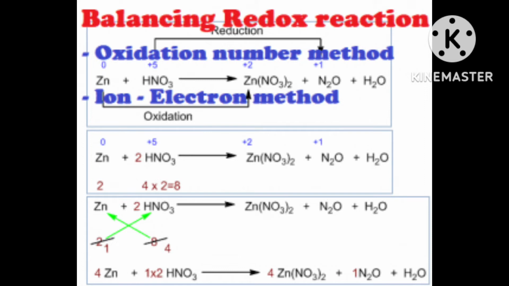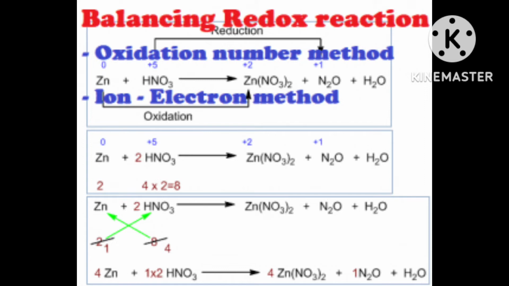Here you will see that chromium +6 becomes chromium +3 on the product side. It means it gained 3 electrons. You have to consider electrons: iron has lost 1 electron per atom in oxidation, and chromium gains 3 electrons per atom. Okay, then what will you do after that?